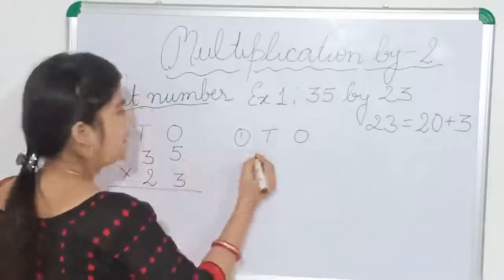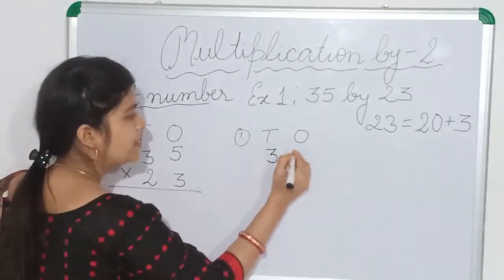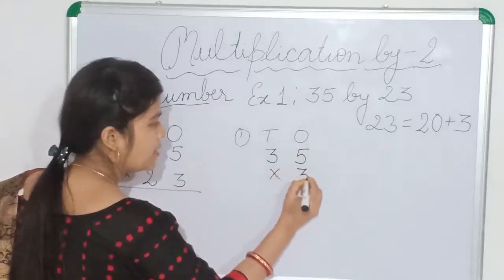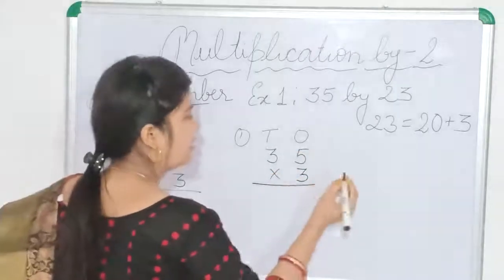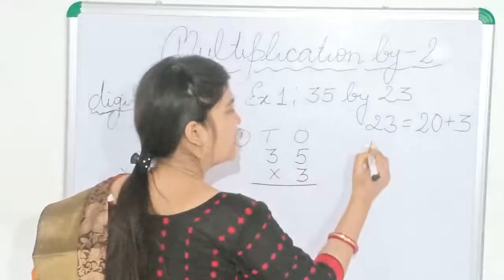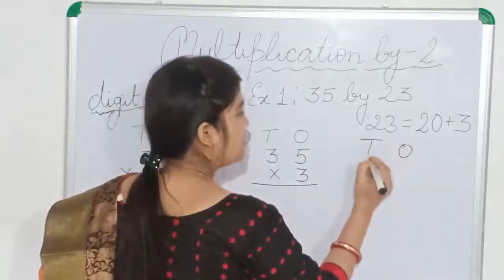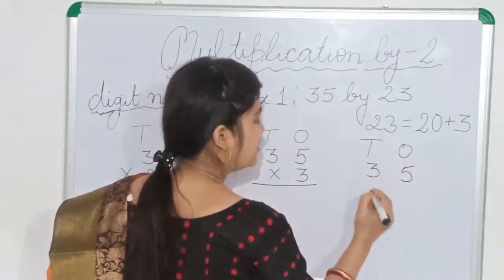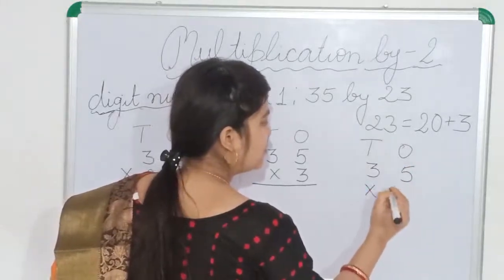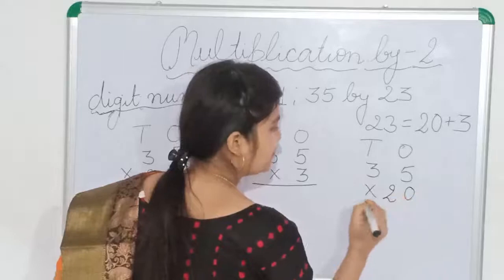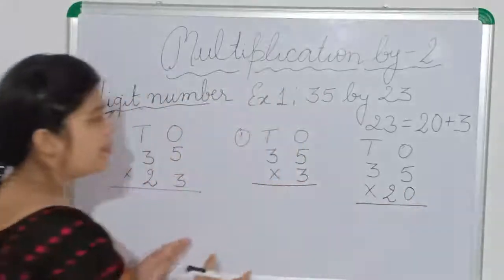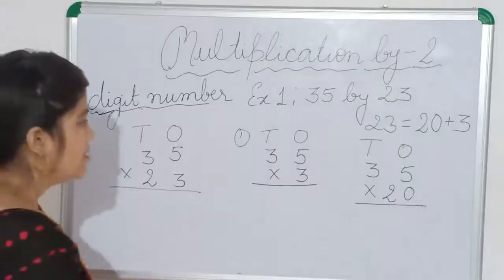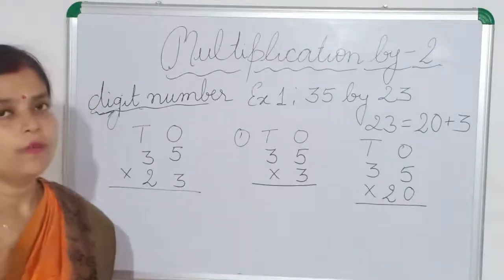I will multiply 35 by 3 ones, and then I will multiply 35 by 2 tens, and whatever products I get, I will add both the products. So you know how to multiply by one digit number.